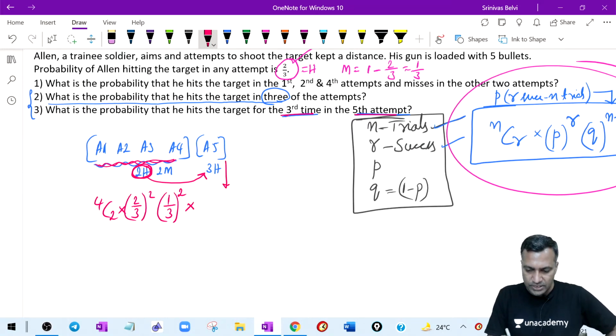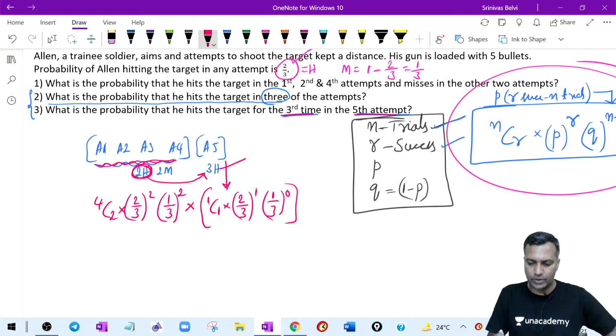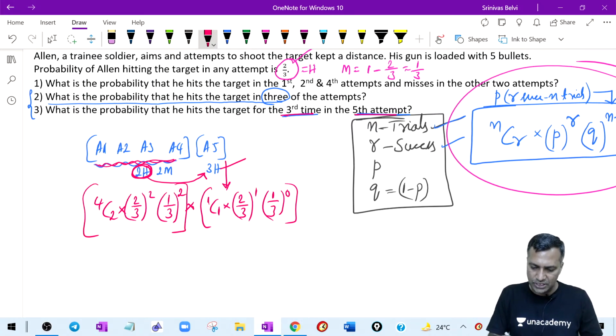Now come back to this. You may say that, sir, for this I will write 1C1. Write it if you are interested in writing. And then what is the probability of hitting? 2 by 3, because he is hitting here. 2 by 3 raised to power 1. Then you will say that 1 by 3 raised to power 0. Okay, all this drama is not required. You could have directly written it as 2 by 3. There is absolutely no problem there, right? Just write 2 by 3.